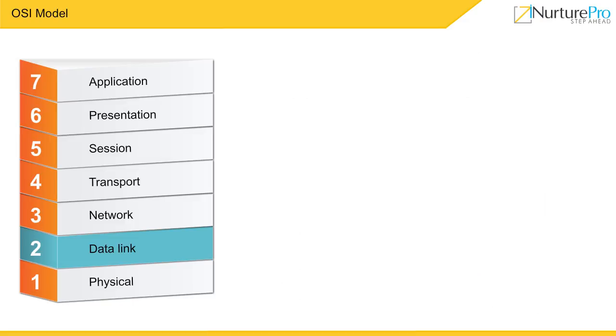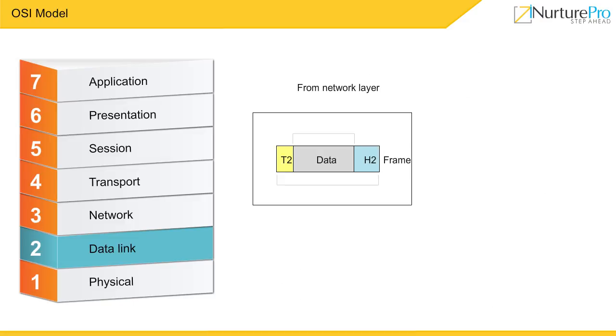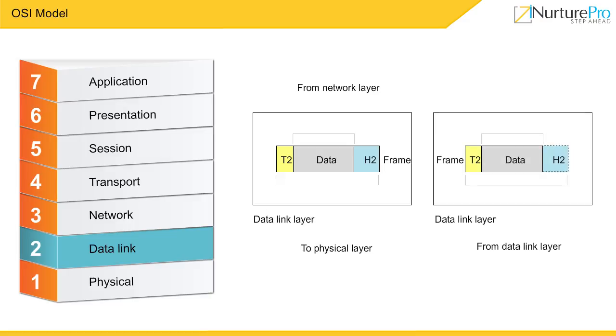The second layer of the OSI model is the data link layer. This layer encodes and decodes the data packets that it receives and transmits to the physical layer. The data link layer handles errors in the physical layer, flow control and frame synchronization.